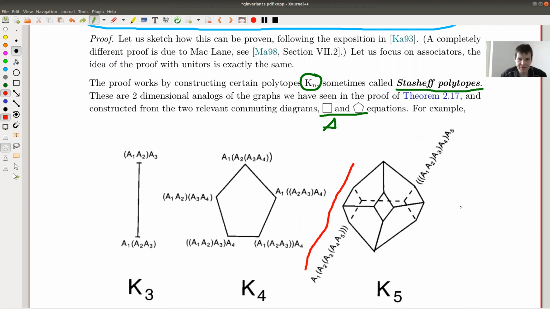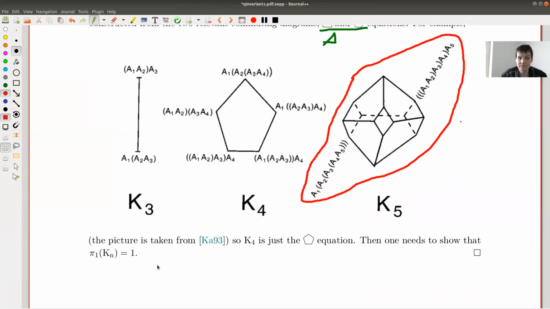Each edge represents a bracketing, each line represents an associator, and each facet represents one of those equalities. And what you basically need to prove is that they are always spheres. So pi 1 of them is trivial.